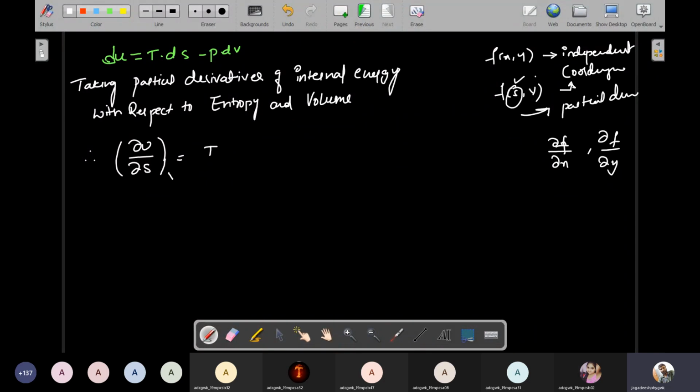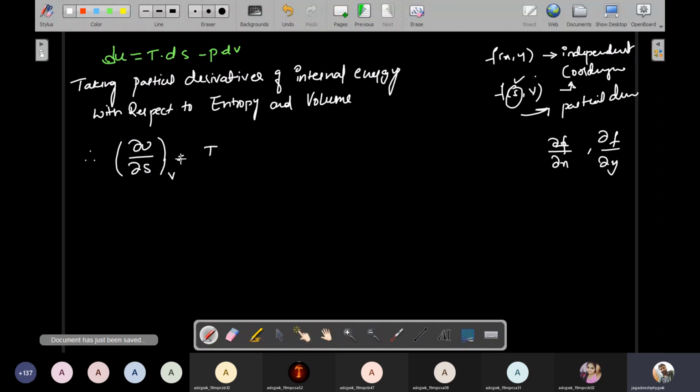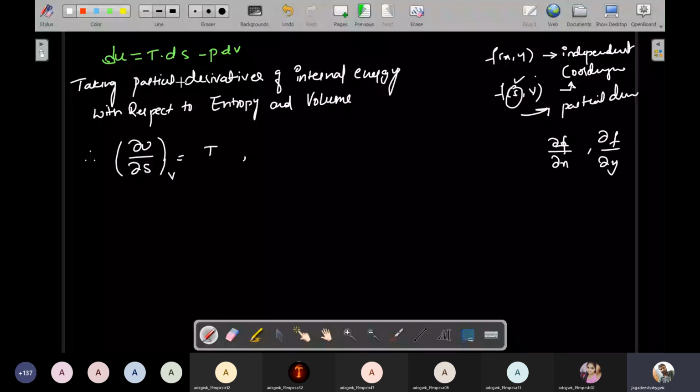So therefore dou u by dou s at constant volume is equal to capital T, because we differentiate with respect to ds. The dou s divided by dou s, this is constant 0. Differentiate of constant is 0. So finally dou u by dou s is equal to T times dou s by dou s. Dou s cancels. So therefore dou u by dou s is equal to capital T. And similarly, the second portion, you will come with respect to volume. Now differentiate with respect to volume and consider entropy as constant.